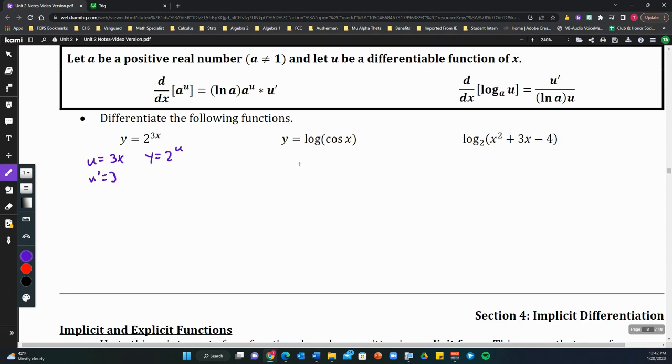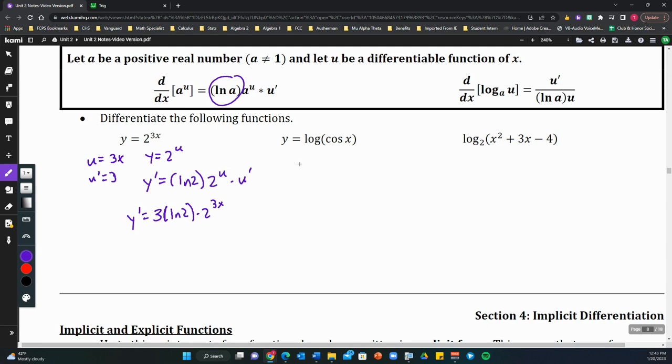So the derivative of y equals 2 to the u would be y prime equals natural log of the base, so natural log of 2, that's this guy, times the original 2 to the u, but then also times u prime. So in this case, now this is going to be a constant, so again, I don't like to multiply by constants at the end, so I'm going to move that out in front. So we get 3 natural log of 2 times 2 to the 3x.